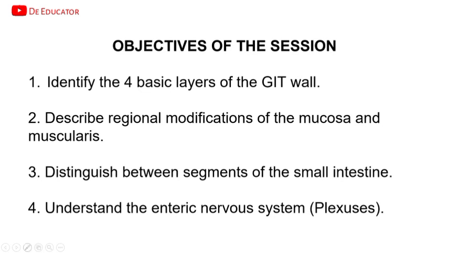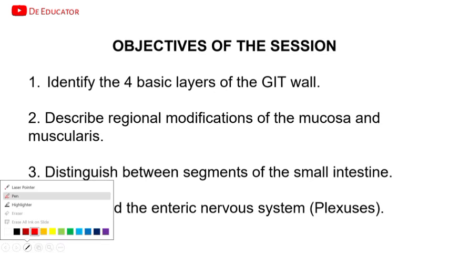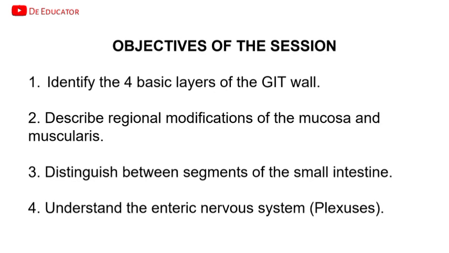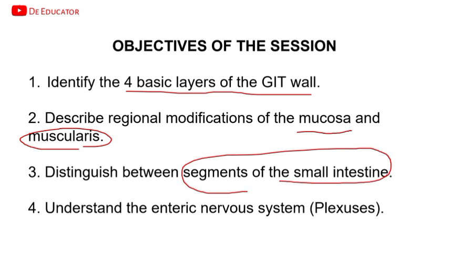All right, so the objective of this session: the first thing is we are going to identify the four basic layers of the gastrointestinal wall, and then we're going to describe the regional modification of the mucosa and also the muscularis, the muscle layer. Not to worry in case you are not too familiar with these terms. As we progress in the lesson, we're going to explain the steps. Then number three, we are going to distinguish between the segments of the small intestine. Then fourth is to understand the enteric nervous system.